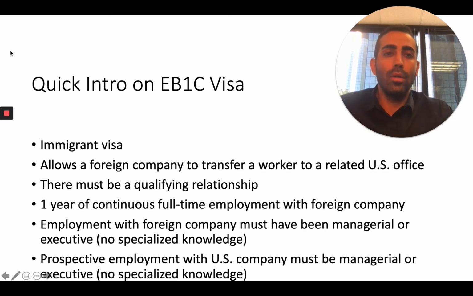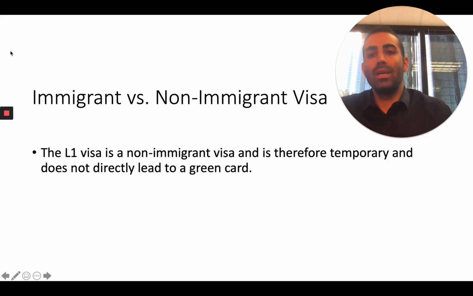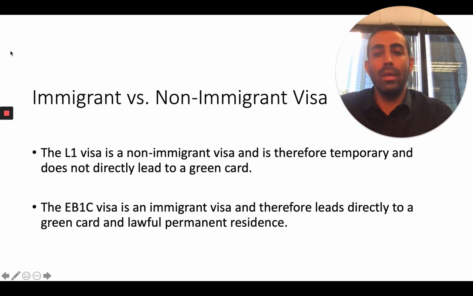So now that we've gone through those quick overviews, let's discuss the differences. The first main difference is immigrant versus non-immigrant visa. The L1 visa is a non-immigrant visa and is therefore temporary and does not lead to a green card. Contrarily, the EB1C visa is an immigrant visa and therefore leads directly to a green card and lawful permanent residence. So this is one of the main differences between these two options.